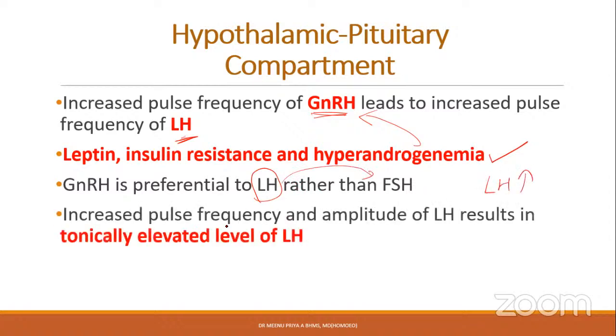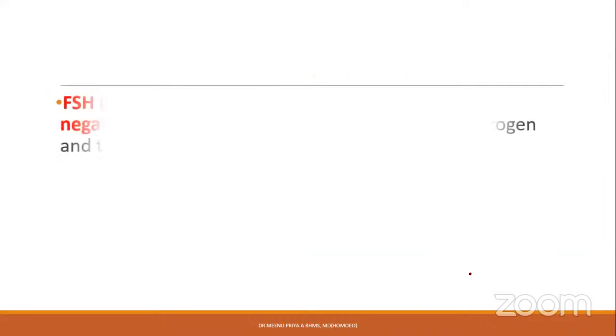Increased pulse frequency and amplitude of LH results in a tonically elevated level of LH. So anovulation is one condition which occurs in PCOS. We know during ovulation an LH surge occurs, a sudden rise of LH. But in PCOS there is a tonically elevated LH. This you have to remember. That means LH is slowly rising. It is not a sudden rise only for ovulation. So that is why ovulation is not able to happen even though LH is high.